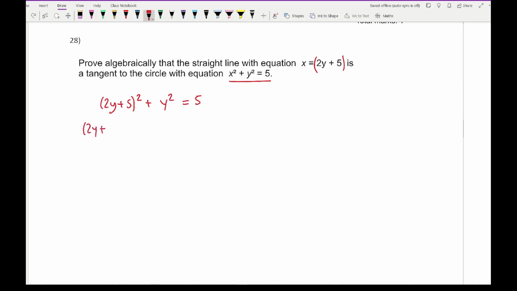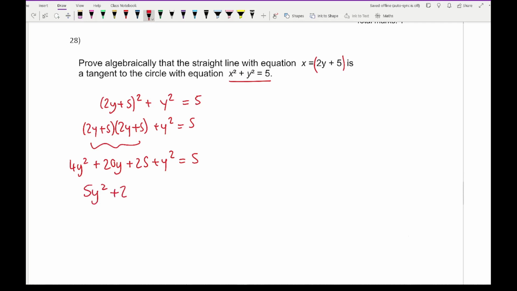So then recognizing that that's a double bracket, and then expanding all of this is going to give me 4y squared, and then that is going to give me 20y plus 25 plus y squared equals 5. Now it's slowly starting to look like a quadratic equation. So I've got 5y squared plus 20y plus 20 equals 0. Then from this, as you can see, I've got a multiple of 5 throughout, so I can just divide by 5. So I'm going to end up with y squared plus 4y plus 4 equals 0.